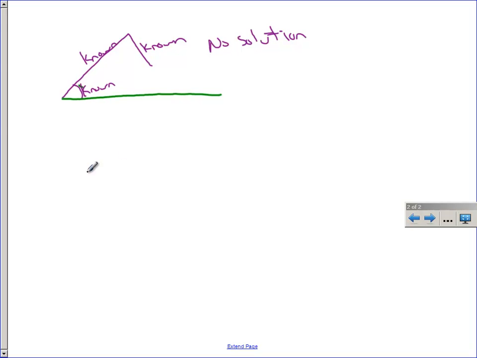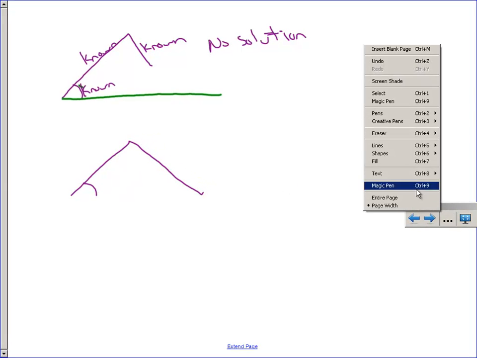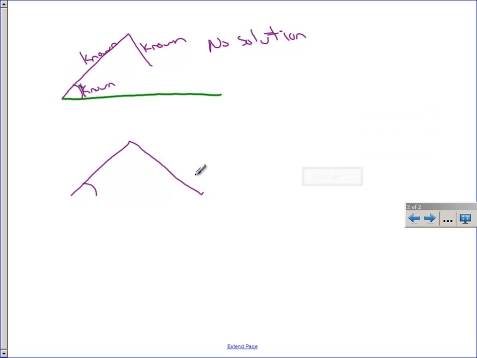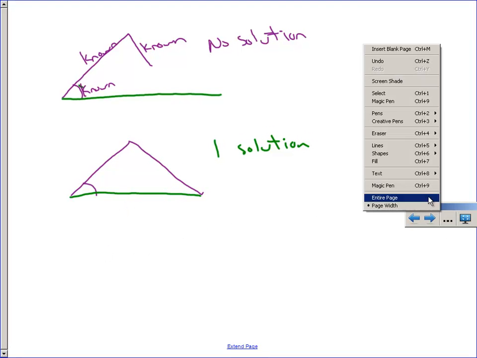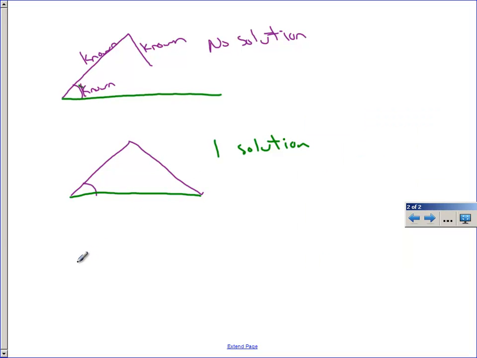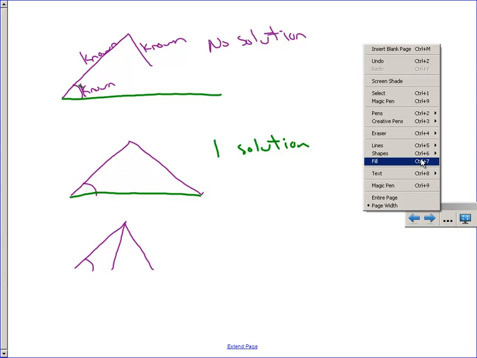Another thing that can happen, though, is you can have a known side length, a known angle, and another known side length that works out to be perfect. It actually completes a triangle. And so this one would be a one solution case. But also it happens that you could have a known side length, a known angle, and a third side length that was about this long, that could also be drawn back this way to complete the triangle.